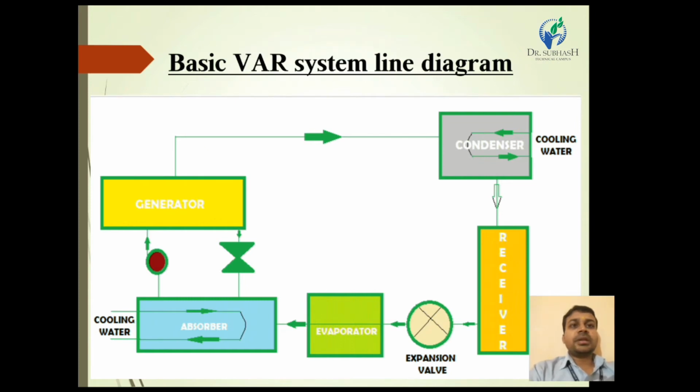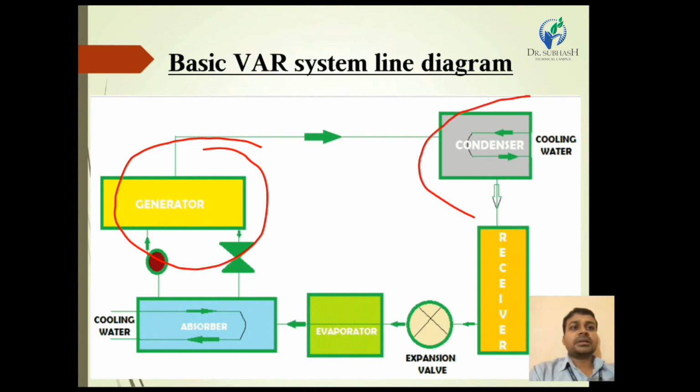This is the basic VAR system line diagram. The first component part in the VAR system is the generator. The generator gets heat from waste heat, sunlight or another heat we give from the external side. Then the refrigerant and H2O pass toward the condenser. In between the condenser and generator, the H2O is separated and returned back to the generator, and pure NH3 gas will pass to the condenser.